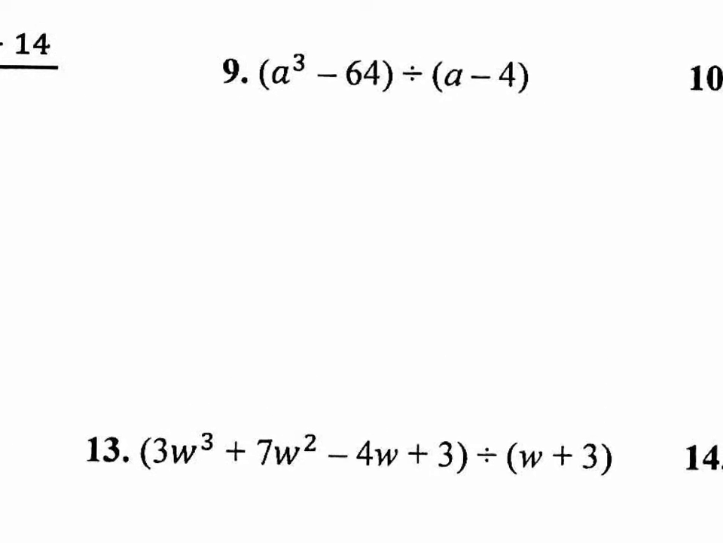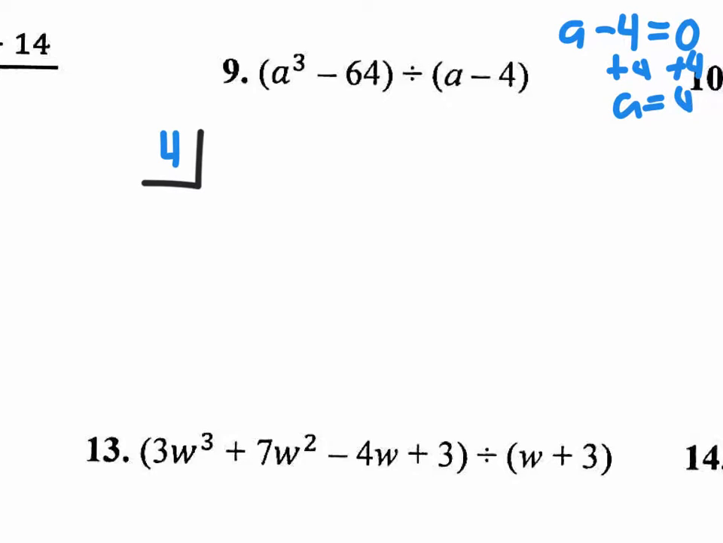And to use synthetic division, you set up this situation, the box, and what goes inside the box, you have to take your divisor and pretend that it's equal to 0, and you solve it, and the answer would be 4. Right? So you're going to put 4 right inside the box. Again, a minus 4 equals 0. When you go plus 4 and plus 4, you get a equals 4.